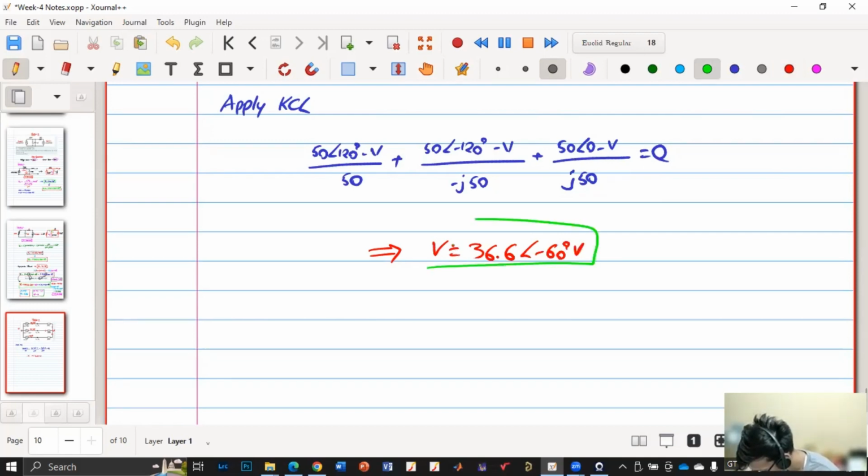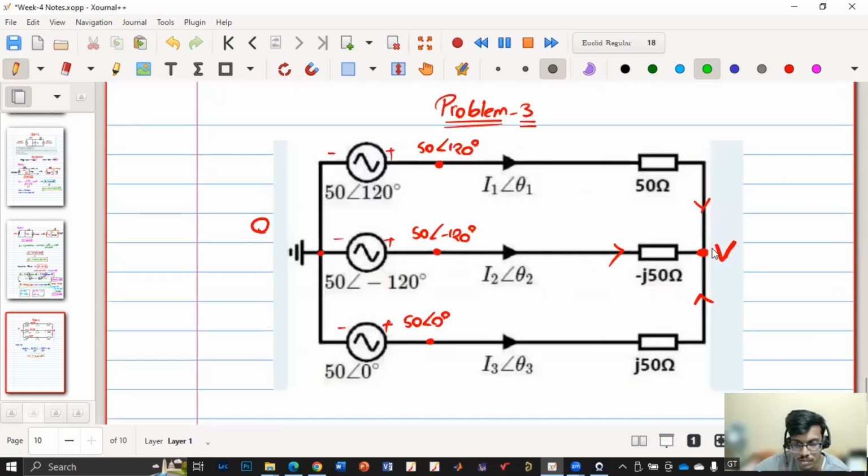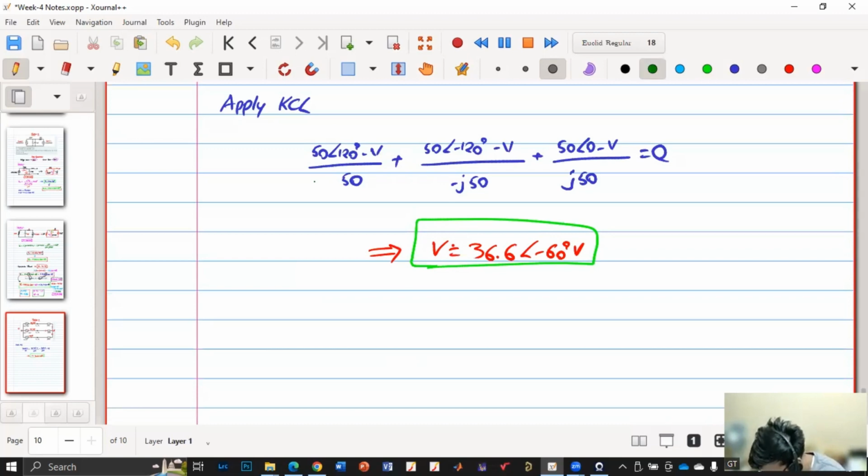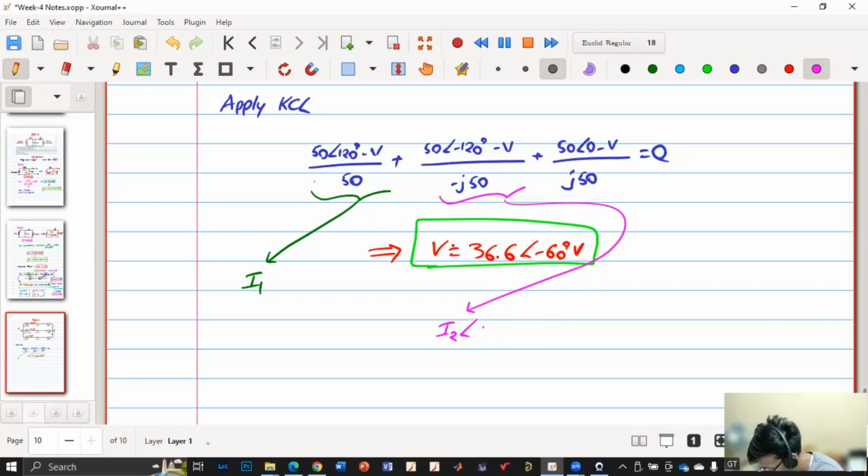So first I have solved for this node voltage V because I need to know the current. So I need to know the potential difference, the voltage at two different potentials. I know at this potential, I do not know at this potential. So I applied KCL, got one equation, and solving that, I got V. Now this is my I1, and this is my I2 angle theta 2. Say this is I1 angle theta 1 and this is my I3 angle theta 3.